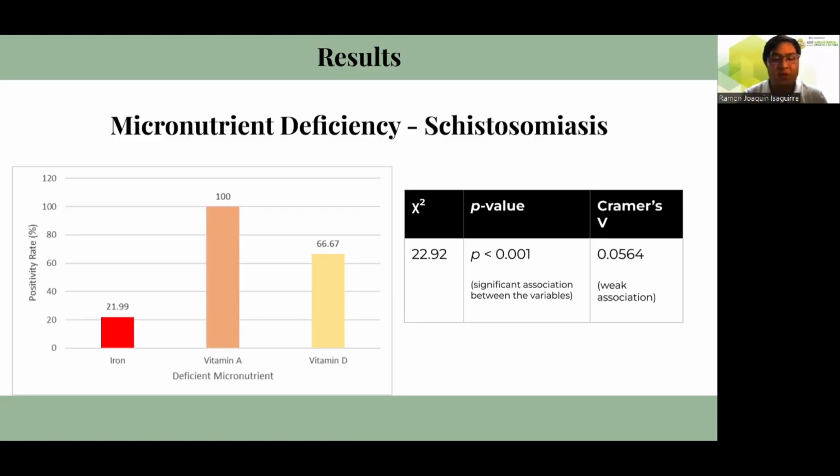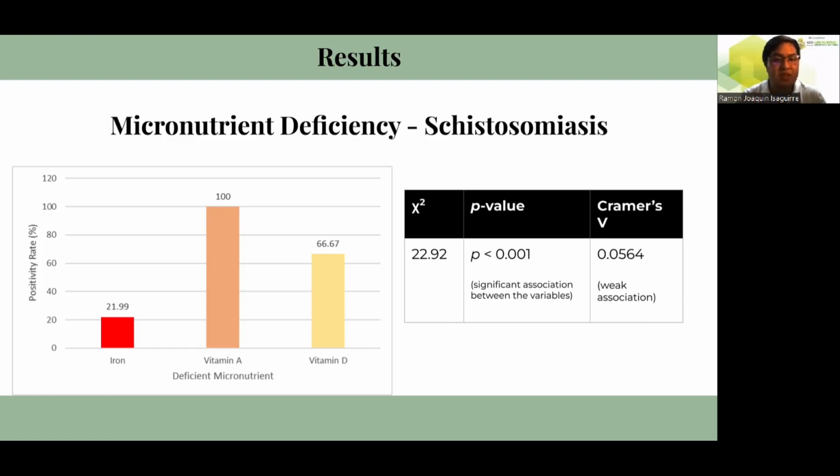Now, as for micronutrient deficiency, iron, vitamin A, and vitamin D were identified to be deficient among pregnant women and children with schistosomiasis. It can be seen that their prevalence varies significantly from one another, with vitamin A deficiency being the most prevalent, numerically speaking, and the other two falling short for the positivity rates. A separate chi-square test to verify the similarity of the prevalence of vitamin A and D deficiency was conducted since their positivity rates are closer, but it was found that there is no significant difference between the two variables. Hence, vitamin A deficiency is the most commonly observed.